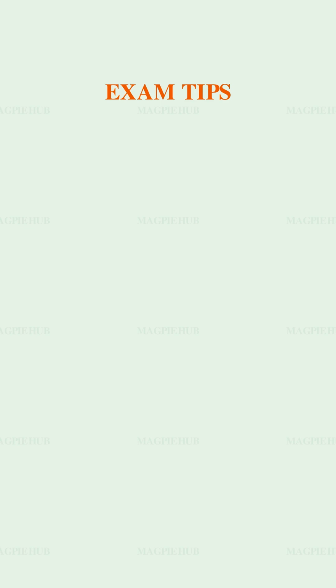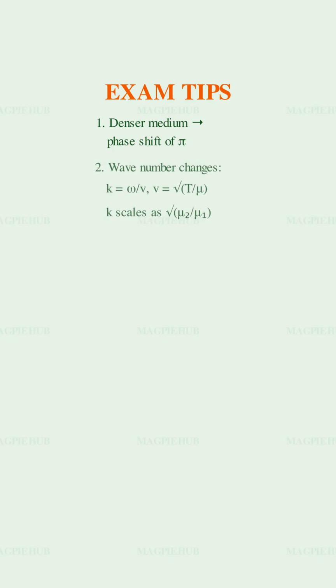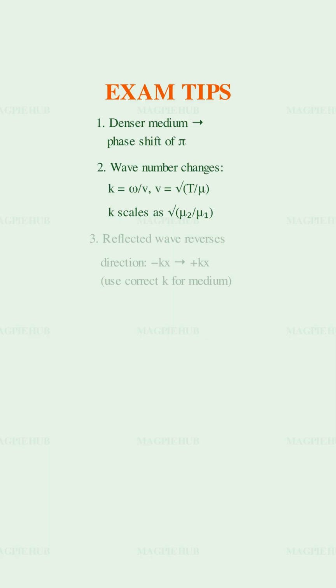Tips for wave reflection and transmission problems. First, always check if the wave goes from a lighter to denser medium or vice versa. Denser medium causes a phase shift of pi. Second, the wave number changes in a new medium. Use k equals omega over v, and v equals root T over mu. Since tension is constant, k scales as the square root of the density ratio. Third, reflected waves reverse direction. If the incident wave has minus kx, the reflected wave has plus kx, with the appropriate wave number for that medium.